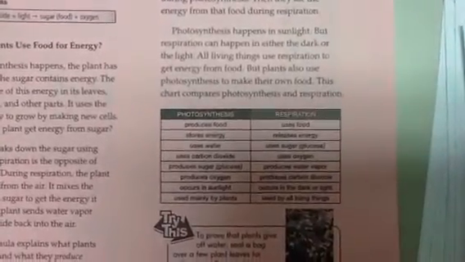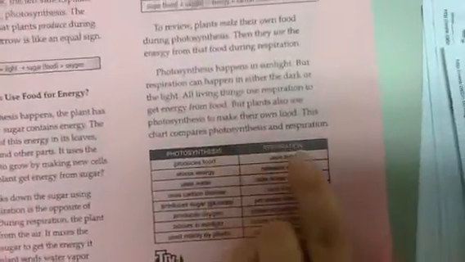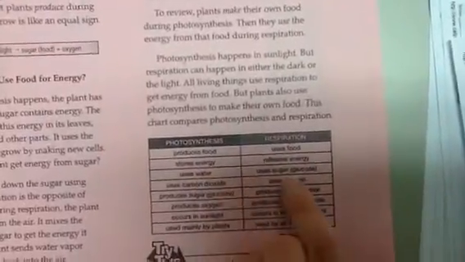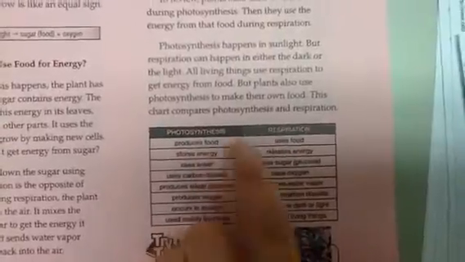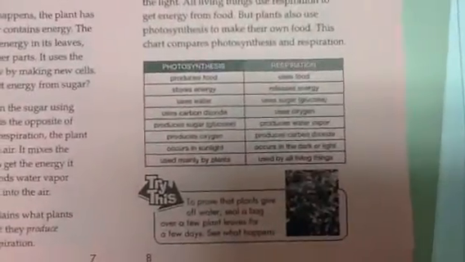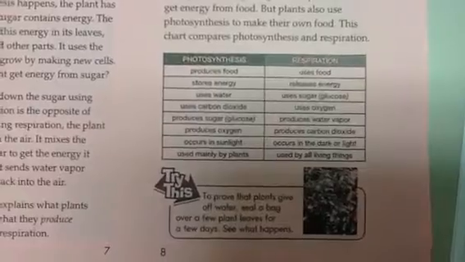This chart compares photosynthesis and respiration. Produces or makes food, uses food. Stores energy, releases energy. Uses water, uses sugar. Uses carbon dioxide, uses oxygen. Do you see that they're opposites? Try this. To prove that a plant gives off water, seal a bag over a plant's leaves for a few days and see what happens.